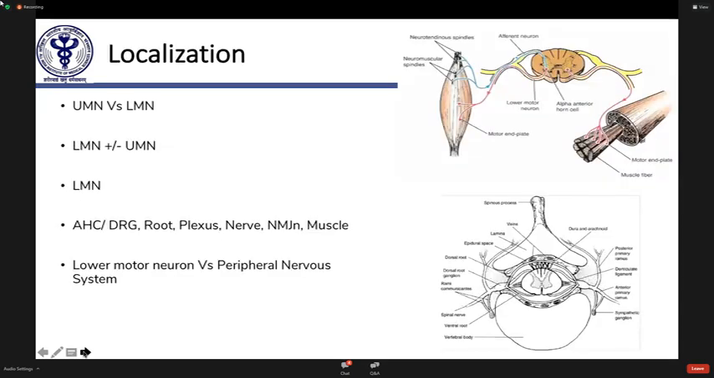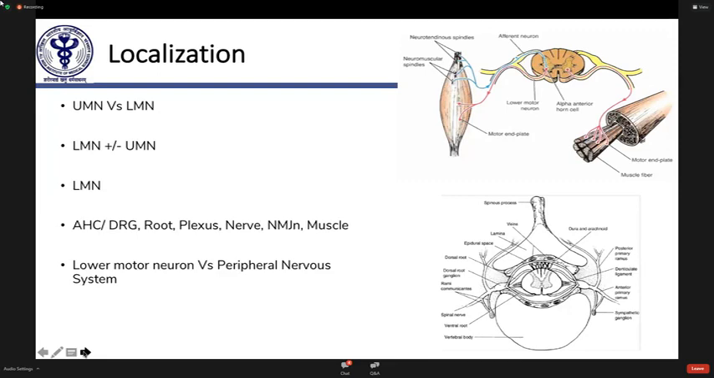Let's do an overview on approach to peripheral neuropathy. In any localization, neurologists need to identify whether it is an upper motor neuron versus lower motor neuron. If it is a lower motor neuron, especially when we're dealing with peripheral neuropathic diseases, we ask whether a coexistent upper motor neuron disease is present or not. In the lower motor neuron, it could be the anterior horn cell, or the dorsal root ganglia and the sensory part, the root, plexus, nerve, neuromuscular junction, and muscle.